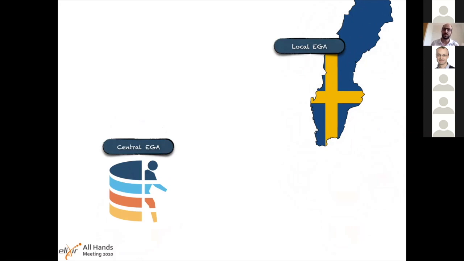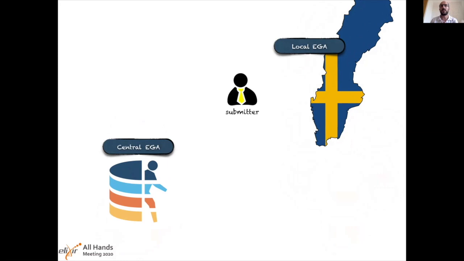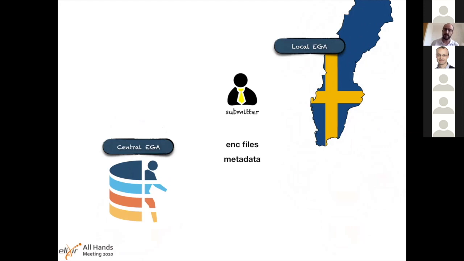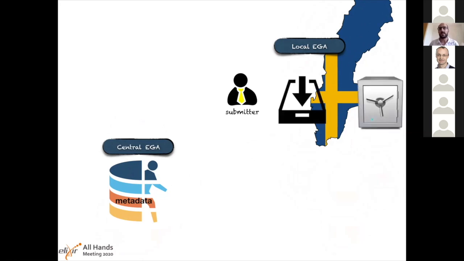On the left side, you have central EGA, and on the right side, you have local EGA. So as you know, you have the submitter. The submitter manipulates two types of data, the encrypted files and the metadata. And the idea is that we want the metadata to go to central EGA, and the encrypted files should stay in the country itself where they were uploaded. The metadata can go across the countries, and the encrypted file should stay in the country. So the submitter makes the submission in two parts.